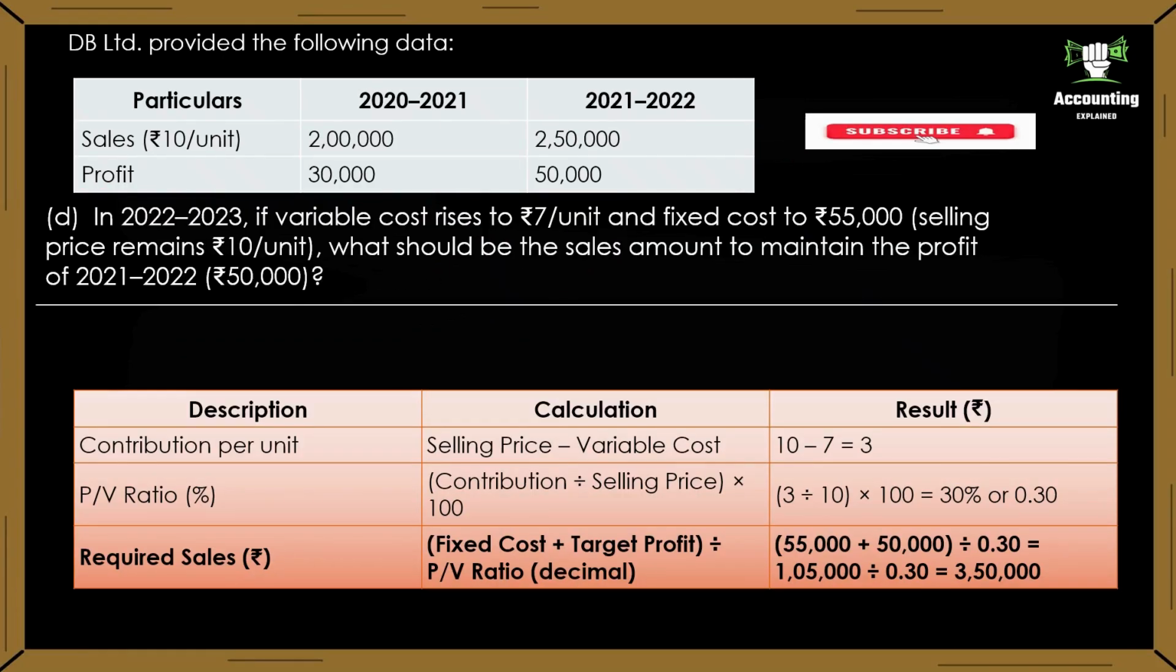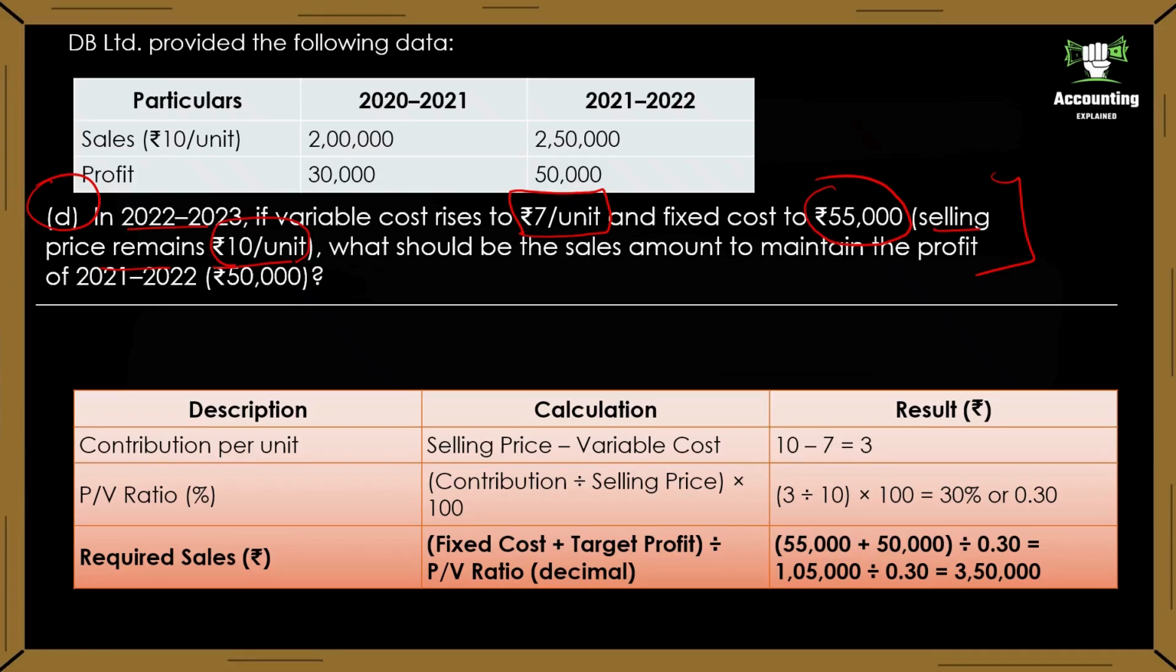We are going to do part D of the question now, which is an important part of the question because these types of questions will be asked in your exam quite often. In 2022-23, variable cost rises to rupees 7 per unit and fixed cost to rupees 55,000. Previously fixed cost was 50,000. Now they are increasing to 55,000. Selling price remains rupees 10 per unit. What should be the sales amount to maintain the profit of 21-22, that is rupees 50,000? So the target profit they want is rupees 50,000 with all the changes incorporated.